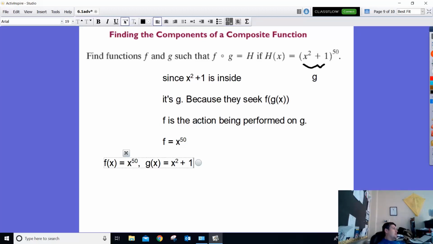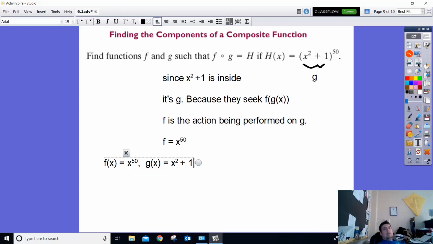Aaliyah says she sees it. Anybody else see it? Would f of g of x create x squared plus 1 all to the 50th? Yay, nay? Yeah. Okay. Think about your substitution, kids. That's going to become x squared plus 1. You can turn around and raise it to the 50th power, and it's done. We'll do one more, do it verbally.